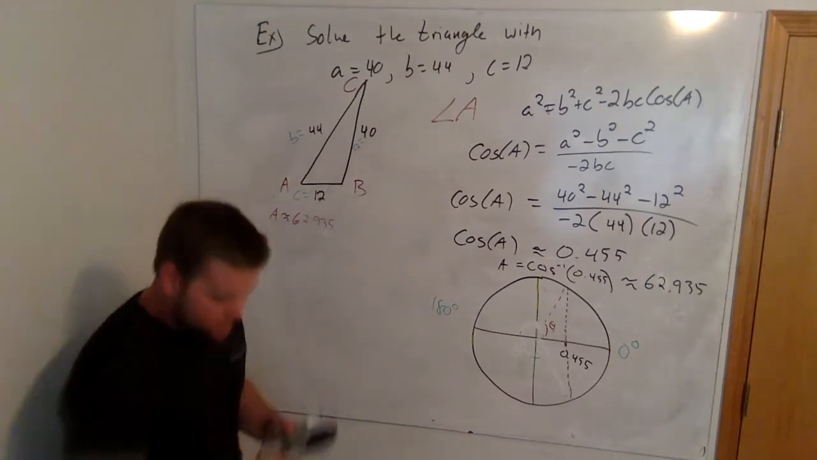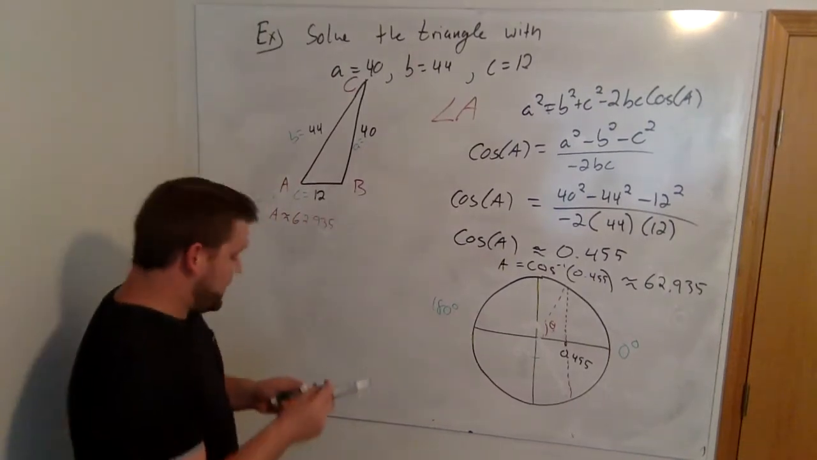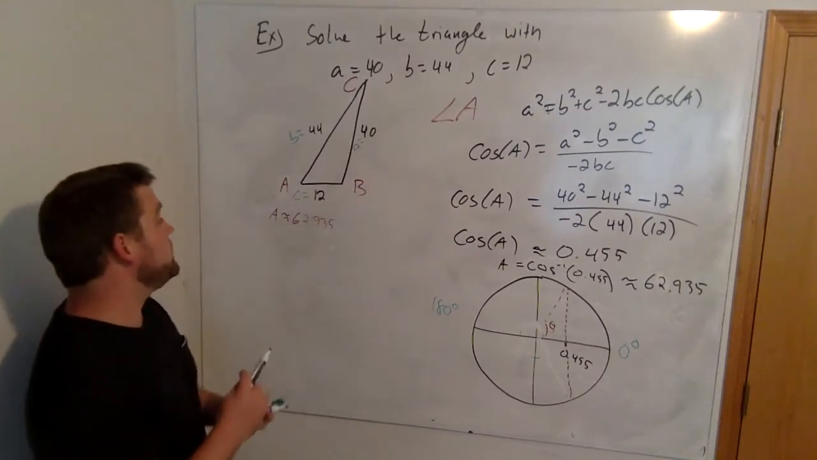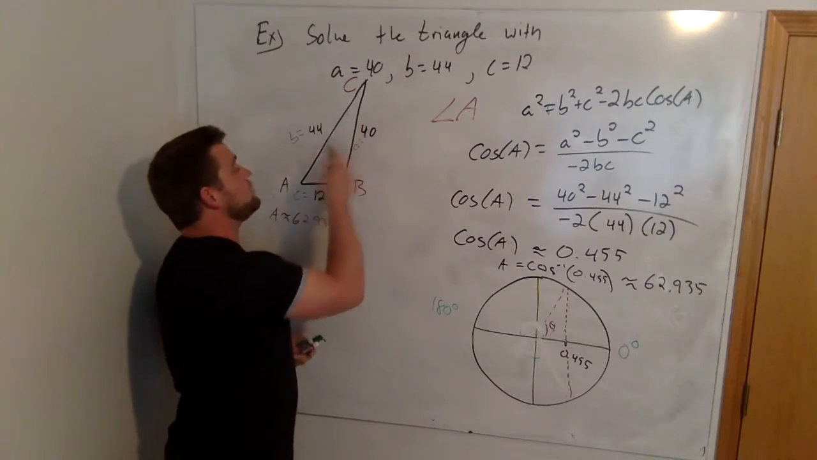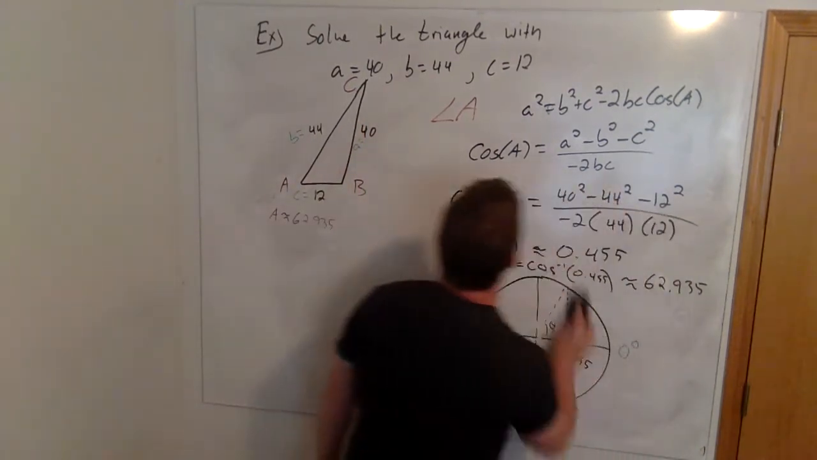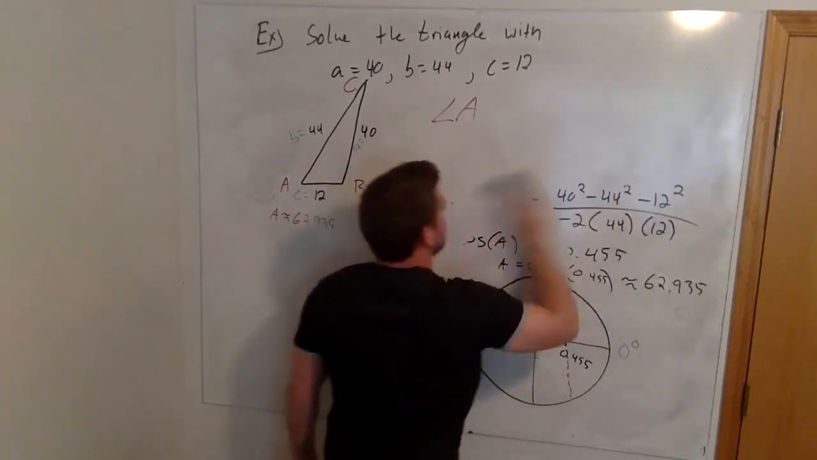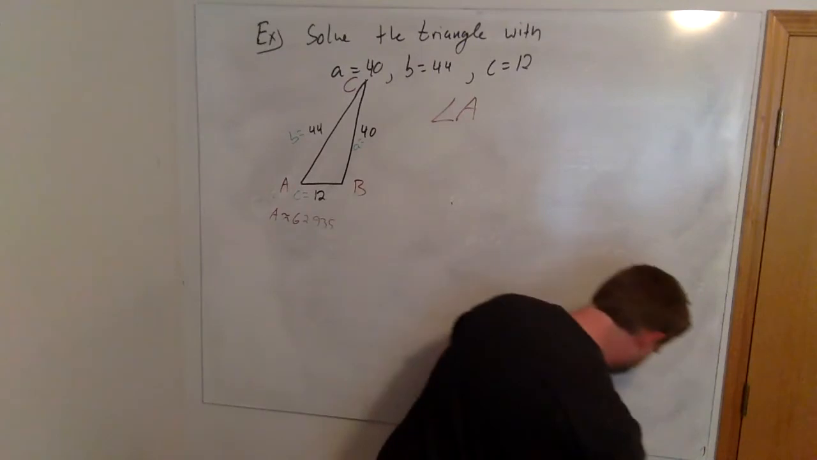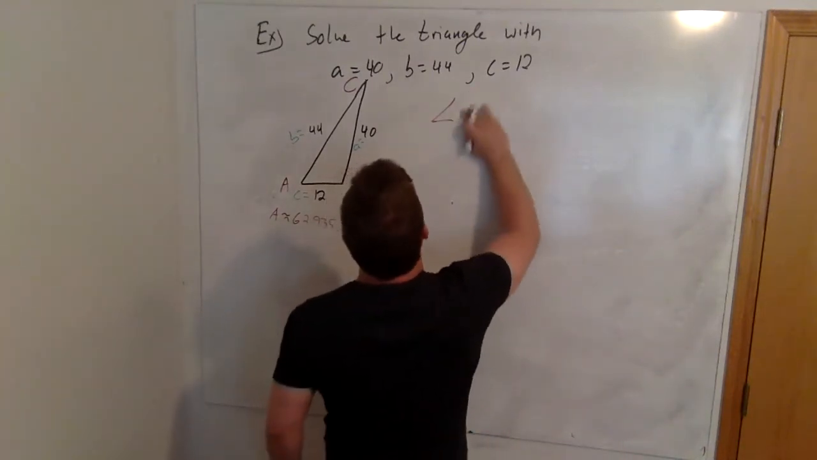62.935. Okay. Let's go ahead and try to now find angle B. Once we know angle B, we could easily figure out angle C by knowing that the sum of the angles adds to 180. So let's go ahead and do that. So let's now try to find angle B.